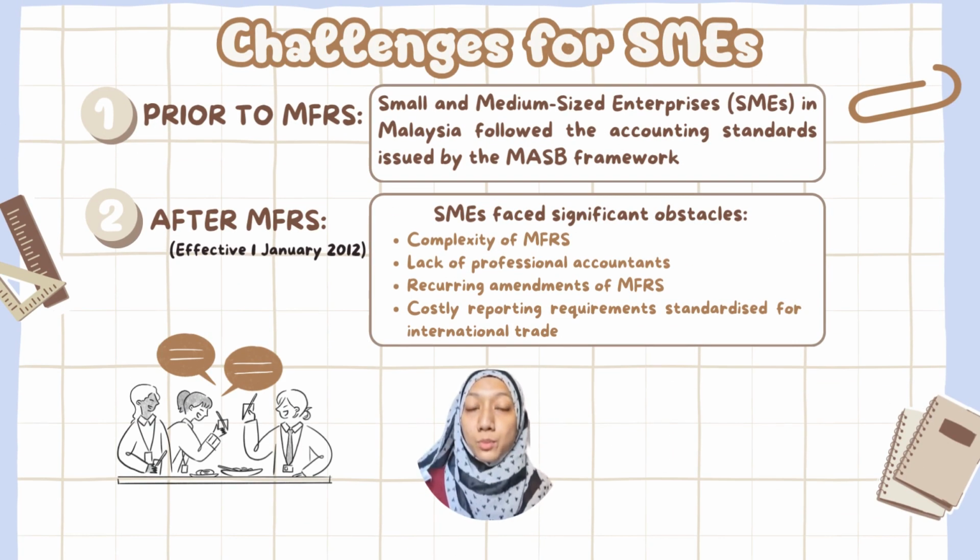Now, how did the small and medium-sized enterprises in Malaysia react to the adoption of MFRS? Well, prior to MFRS, SMEs followed the rule-based MASB framework, which was rigid but simple. After MFRS was introduced, many SMEs faced difficulties due to the standard's complexity, the lack of skilled accountants, and the cost of hiring external professionals. Not only that, but also frequent amendments, which cause confusion and require costly technical skills for the owners. In addition, for those operating only in domestic markets and not interested in international trade, the additional reporting requirements brought more burdens.